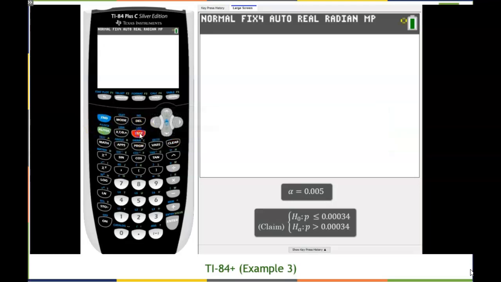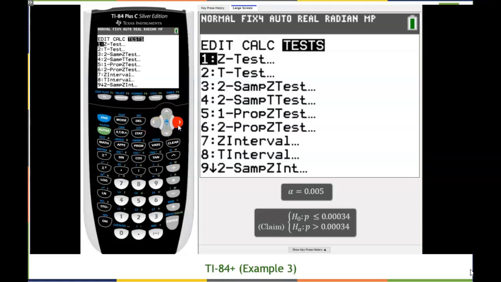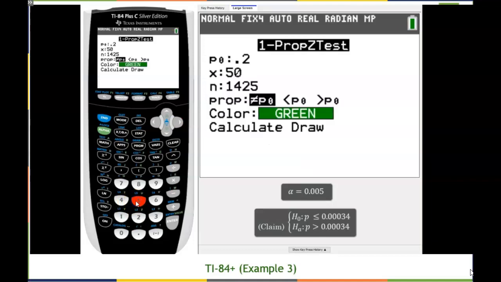All right, let's run our test. We're going to go over to stat, run tests, and we're looking for the 1 prop z-test, number 5. Our proportion is going to be the 172 people that developed brain cancer out of the number of people who were in the study.